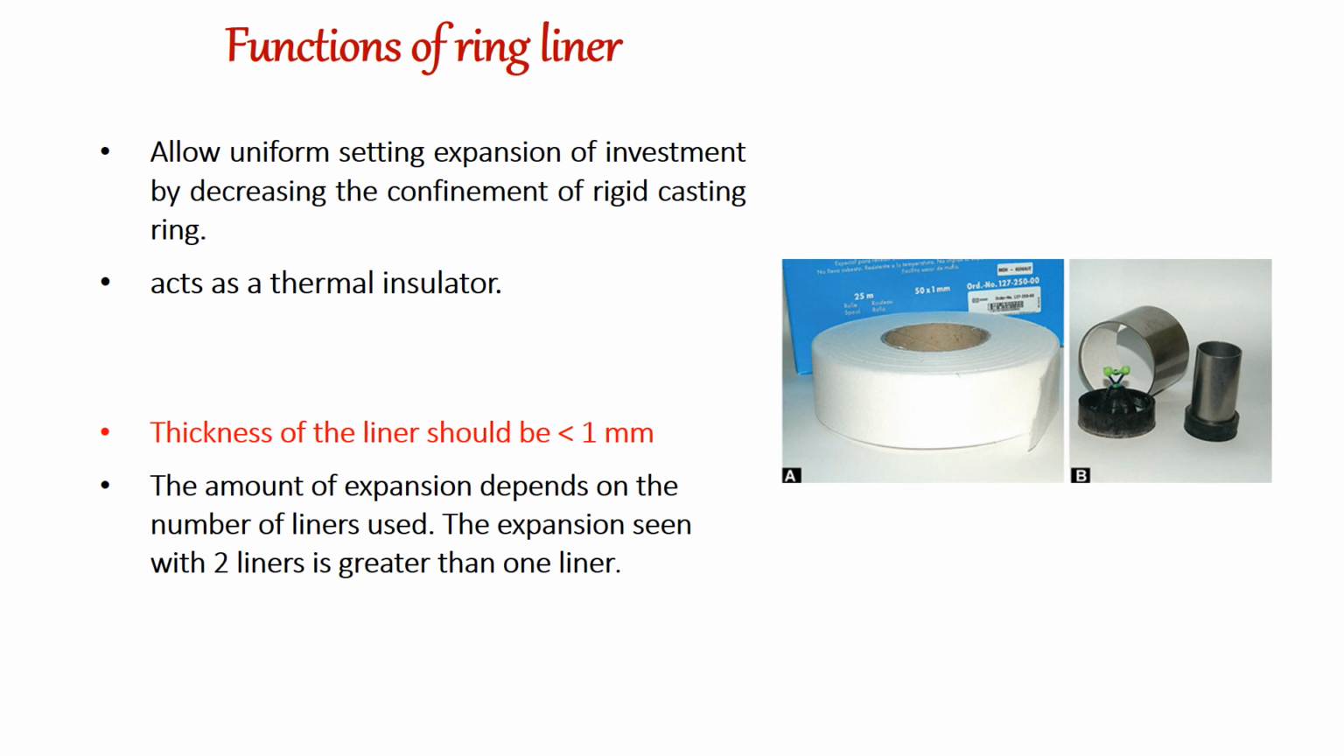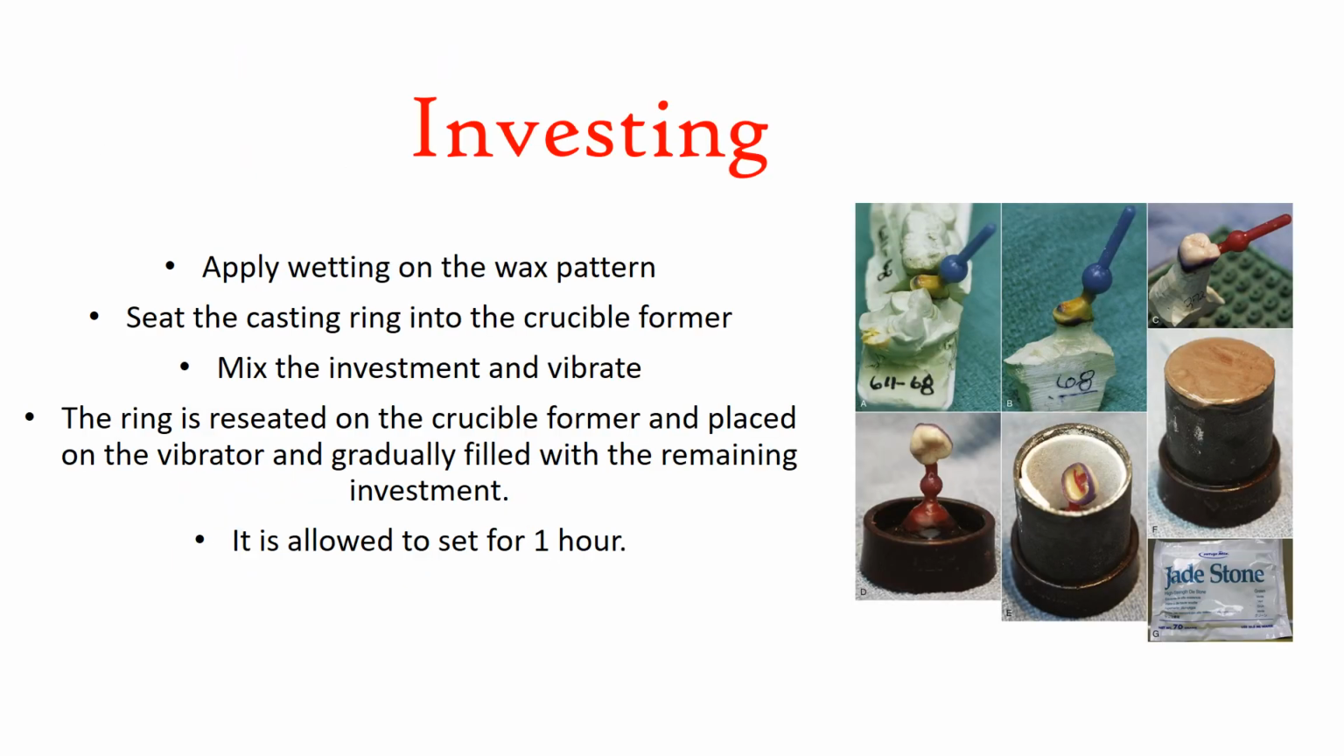If you have used 2 liners, then there will be more expansion than when you are using a single liner. The next step is investing. After you have put your wax pattern, your sprue, everything inside the casting ring, and you have attached a ring liner, the next step is to do the investing.